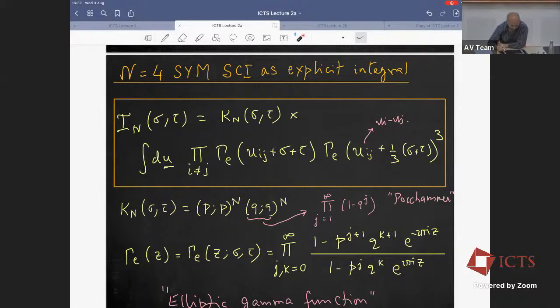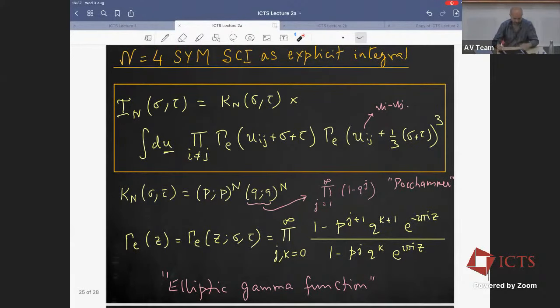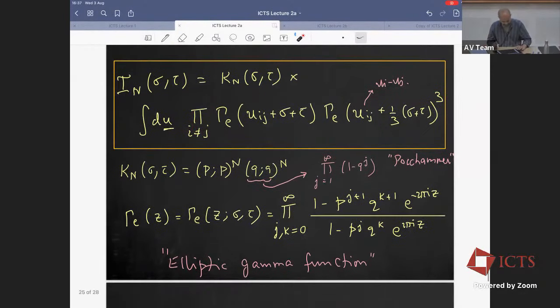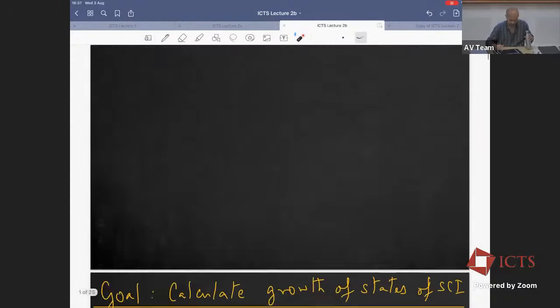Okay. So this is the answer. This is the explicit integral. It's an n-dimensional integral. And the coefficient, so this is some Pochhammer symbol, and here you have some special functions called elliptic gamma functions, defined as some infinite product. Okay, so that was supposed to be the review. I guess one hour. And now I want to, yeah.